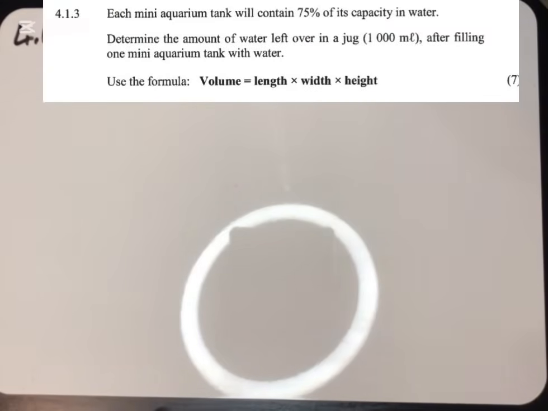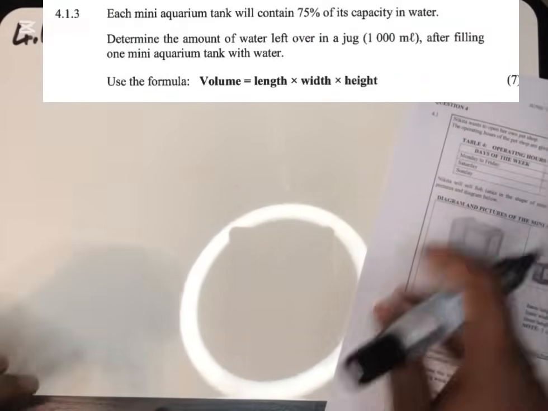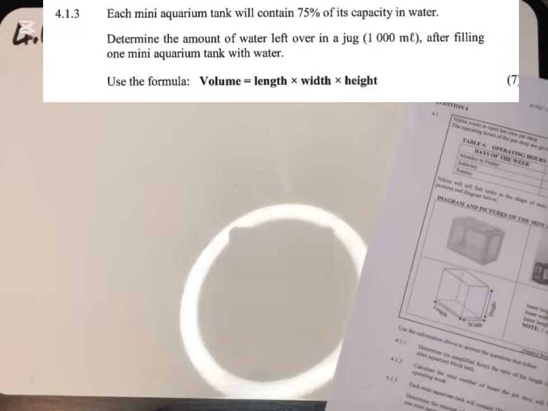Moving to the next question. It says that each mini aquarium tank will contain 75% of its capacity in water. Determine the amount of water left over in the jug, which is 1000 milliliters, after filling one mini aquarium tank with water. You may use that formula.